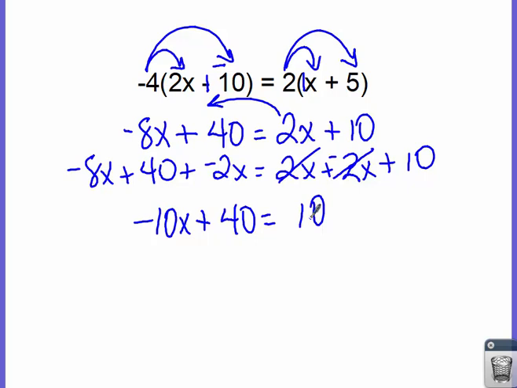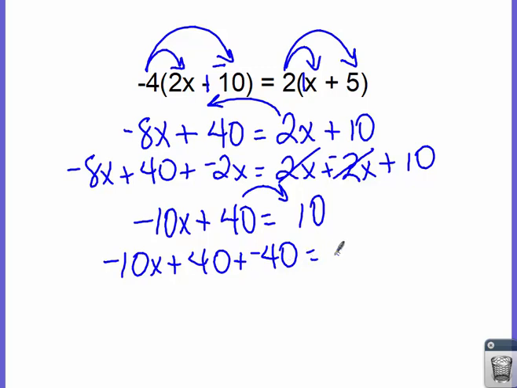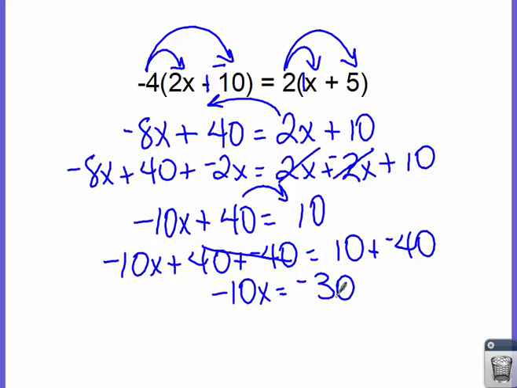Okay, we've taken care of the letters. All my letters are together on the left-hand side. Now I need to get my numbers on the right. So I need to move the 40 over to be with the 10. So negative 10x plus 40 plus the negative 40, what I use in order to move it to the other side, equals 10 plus negative 40. Okay, so my 40s go away here on the left, and I'm left with negative 10x equals, and on the right-hand side, I'm left with negative 30.